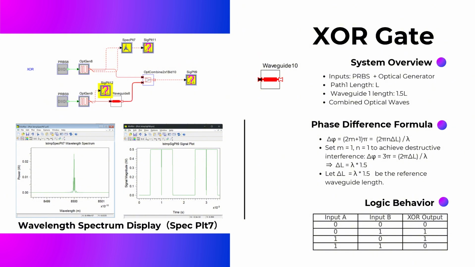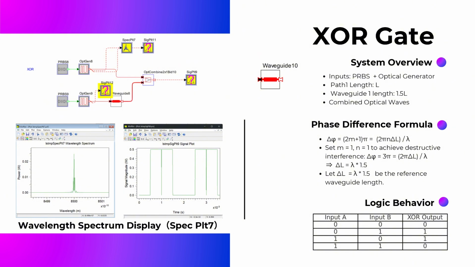First, XOR. To achieve the XOR behavior, we use phase interference. The phase difference is defined by the formula: delta phi equals (2n plus 1) times pi, which equals 2 pi delta L divided by lambda. By setting m equals 1 and n equals 1, we get delta phi equals 3 pi, which leads to delta L equals lambda times 1.5. This means the longer waveguide should be 1.5 times the reference wavelength, ensuring destructive interference happens only when the inputs are the same, which is the key requirement for the XOR behavior.